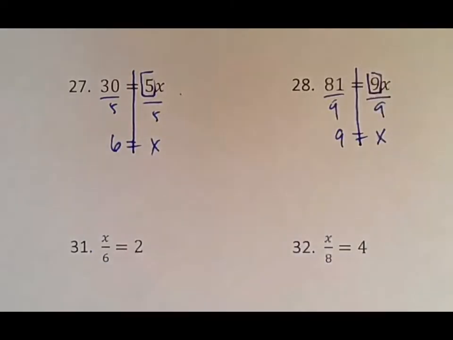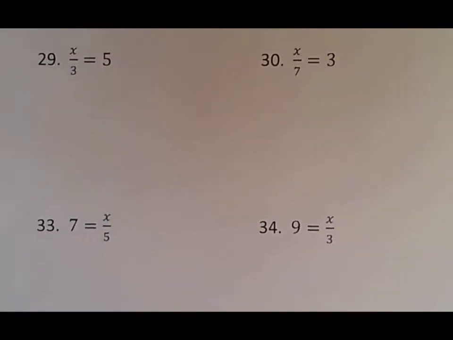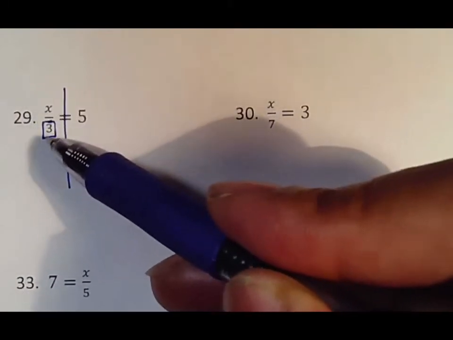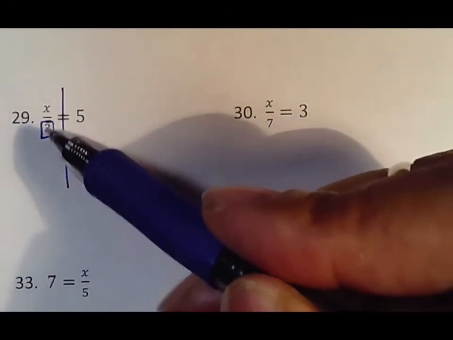And the last one-step equation that we have is division. And again, same thing. There's our wall. This is the number that has to go. This literally says x divided by 3. And since it says x divided by 3, the way we get rid of it is by multiplying by 3.